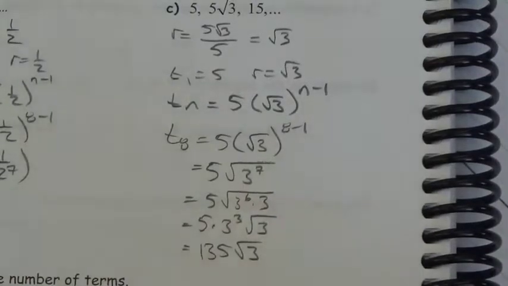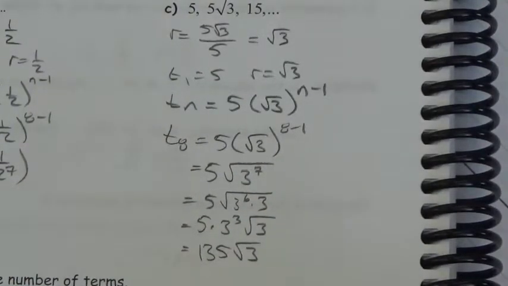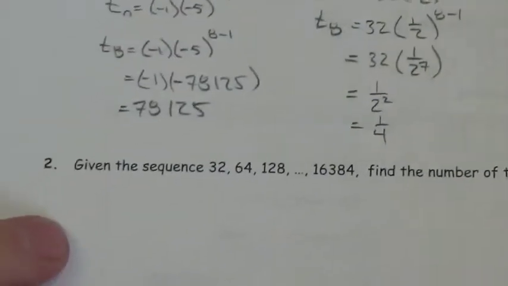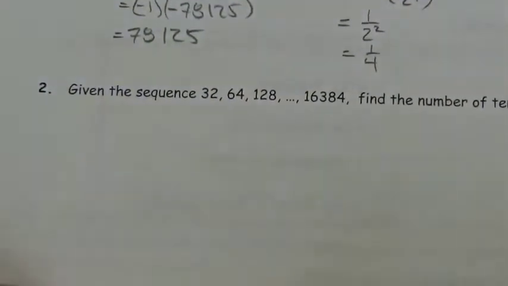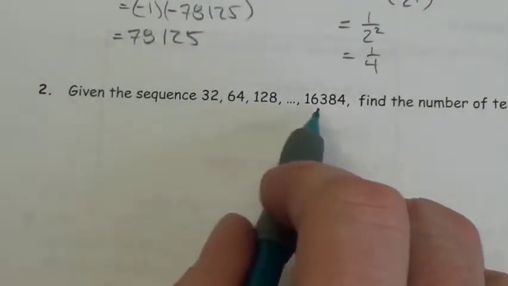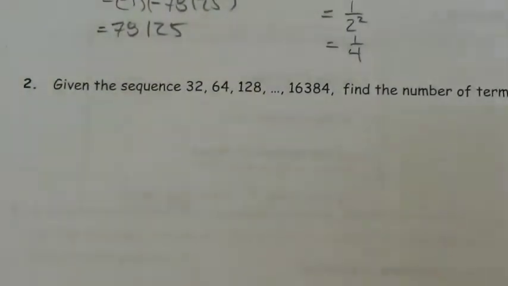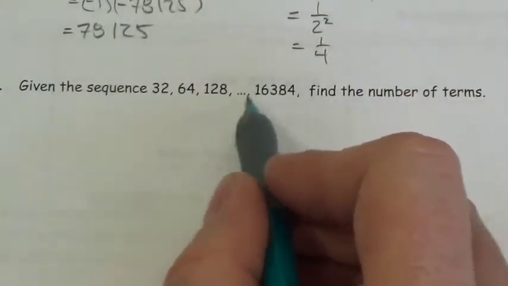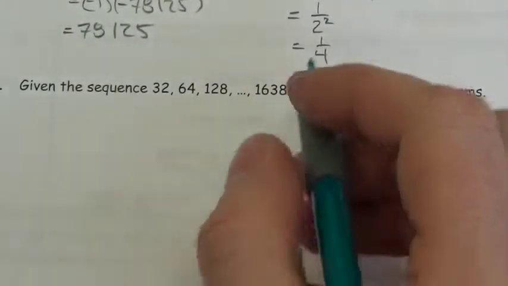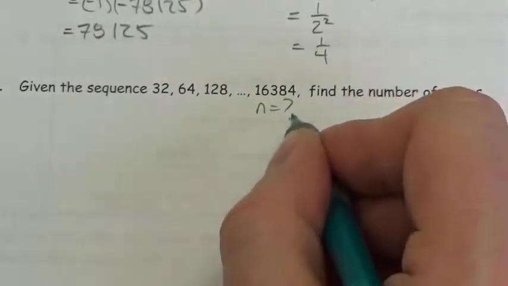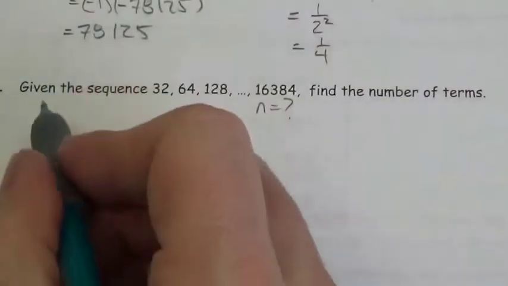Okay, so a lot going on in those first few questions there. Let's take a look at another one. Given the sequence 32, 64, 128, and so on, up to 16,384, we're going to find the number of terms. Well, this is the last term in the sequence. If I knew what the n was for this one right here, I would know the number of terms in the sequence.